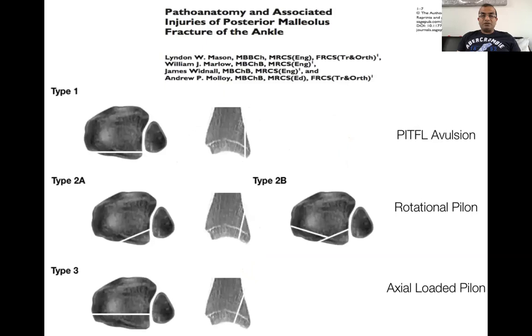The Mason classification is very similar, although in reverse order, where type 1 is the PITFL avulsion type of fracture. Type 2A is the posterolateral fragment of the posterior malleolus. Type 2B is similar to the Haraguchi type 2, where there are posteromedial and posterolateral fragments. These are important to identify, as we'll see later, because they are commonly associated with further articular damage. Type 3 is a large posterior malleolar fragment, which involves almost the medial malleolus as well. These are generally caused by axial loading injuries.